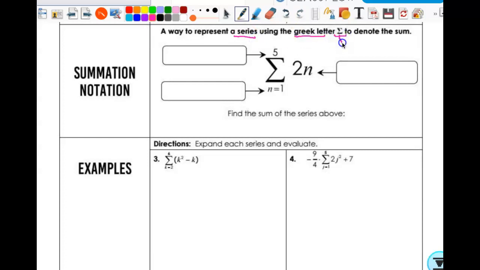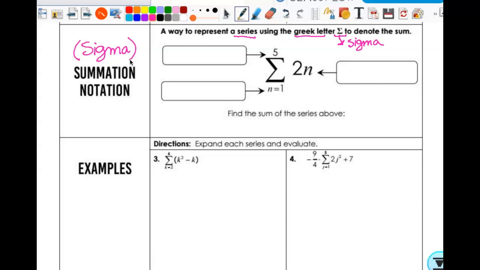anybody know what this Greek letter is? Sigma, very good. Sigma to denote the sum. So it can be called summation notation. It can also be called sigma notation. So you have this big weird looking E, that's a capital sigma, Greek letter.